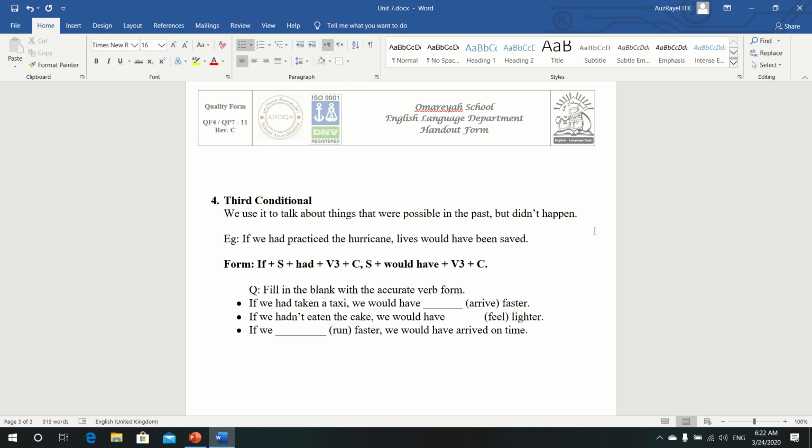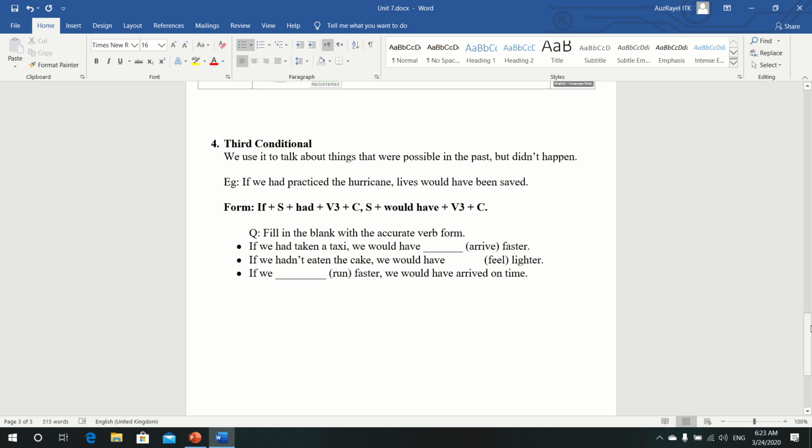Okay, so the form of this third conditional is: if plus subject plus had plus verb 3 plus complement, comma, subject would have plus verb 3 plus complement. So let's go to the questions. It says, if we had taken a taxi, we would have... what type of verb comes after have, has and had? Always verb 3: arrived.